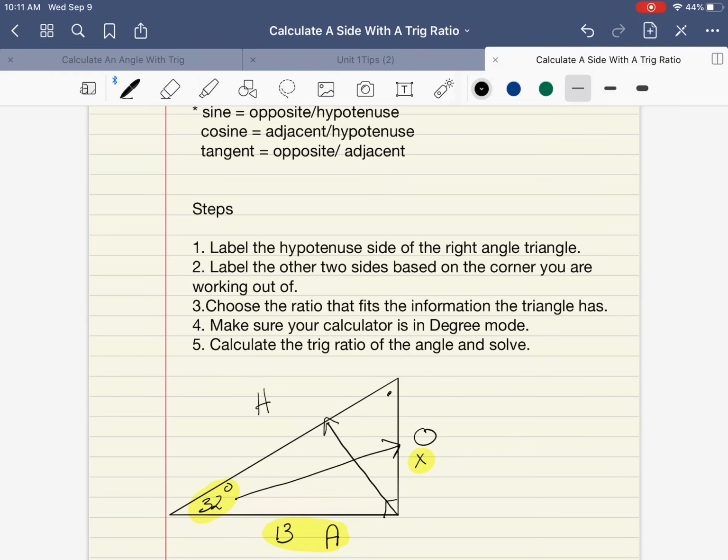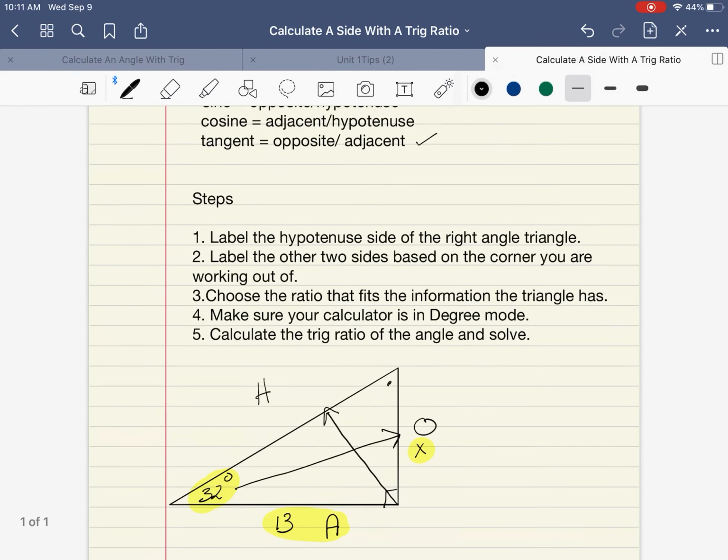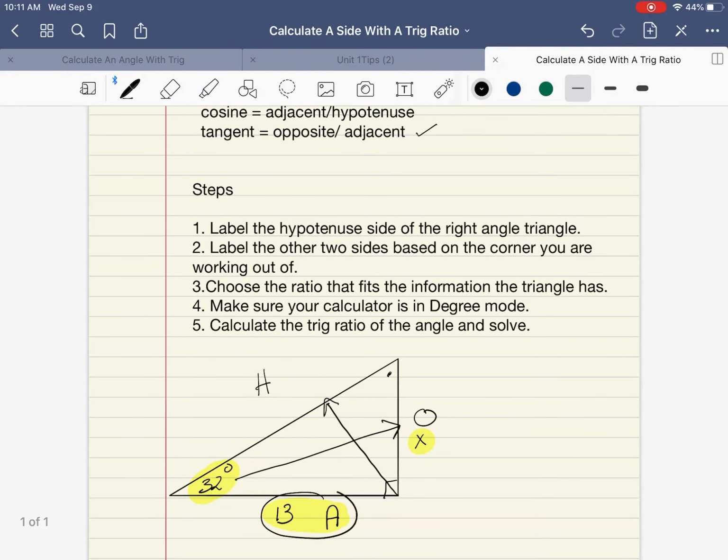Which means I need to pick, I'm going to go back up here, I need to pick the tangent, because the tangent needs the opposite and adjacent. You can see here you have the adjacent, and you need to include the opposite because you want to calculate that one. So we're going to use tangent. Again, I'm going to write the short form. So right now we are still on step 3. So we're going to go tangent of 32 degrees, because we worked out of that corner, equals opposite side x, which we're trying to calculate, over adjacent side 13.